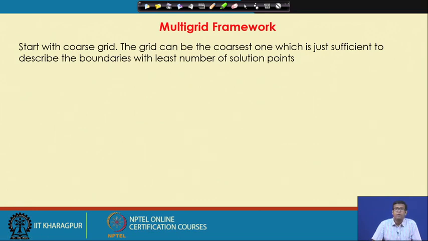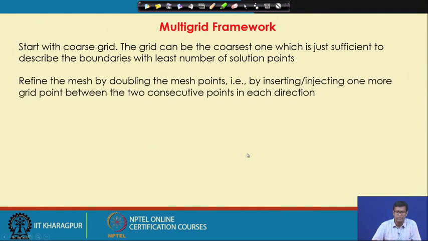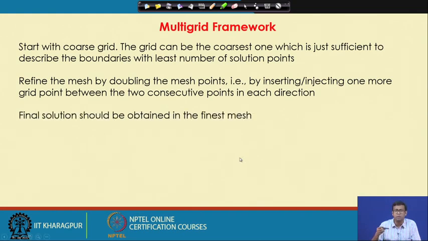The multigrid framework will start with the coarse grid. The grid can be the coarsest one, which is just sufficient to describe the boundaries with the least number of solution points. So, earlier we showed one of the coarsest meshes, with only one internal point and everything else a boundary point. Refine the mesh by doubling the mesh points, inserting one more grid point between 2 consecutive points in each direction. And you can refine it to a few more levels; instead of one multigrid level you can use a number of multigrid levels.